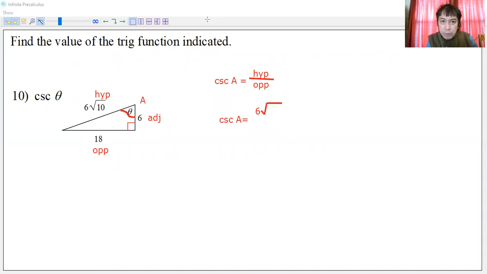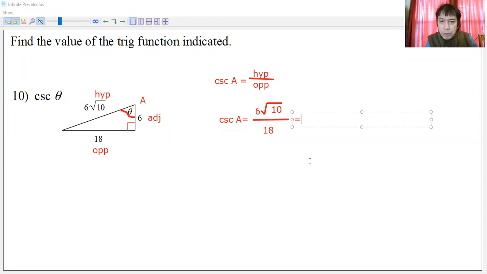Square root of 10 there, and then this is to be divided by, all right, that's the hypotenuse divided by opposite. Opposite happens to be the 18 unit length, so this must be 18. This must be 18 over here. 18 there. All right, so we can continue this over here.